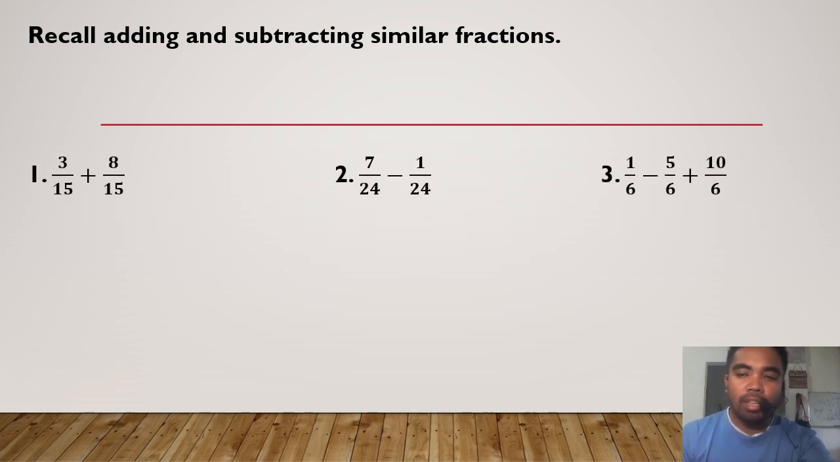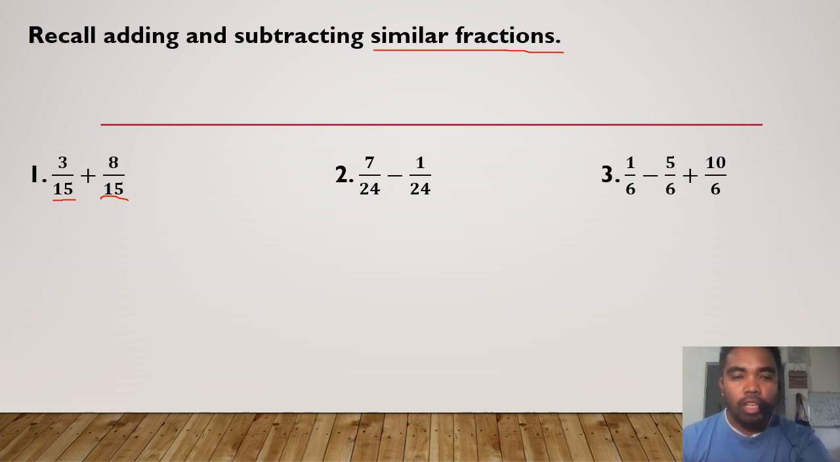Okay, we have here three examples. Number 1 is 3 over 15 plus 8 over 15. Let's focus first on number 1. As you can see, when we say similar fractions, they have similar denominators. So their denominators are similar, 15 and 15.